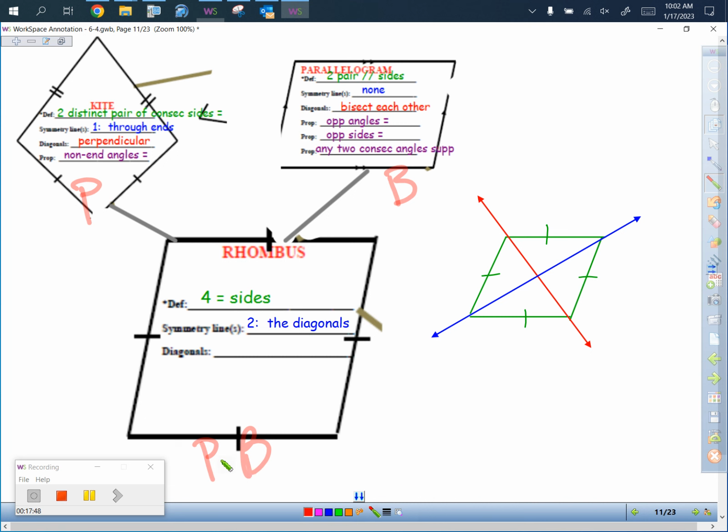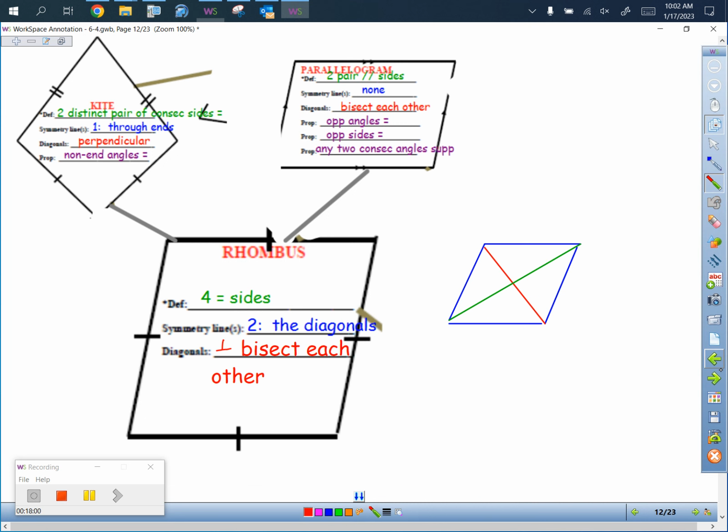What does P stand for? Those diagonals are what? Perpendicular. What does the B stand for? Bisect each other. So guess what's true about these diagonals? They perpendicularly bisect each other. Those diagonals perpendicularly bisect each other. You can use the symbol if you'd like.